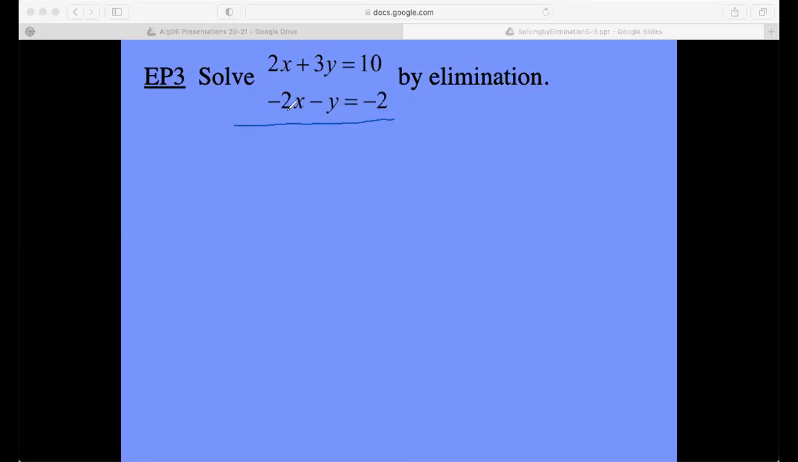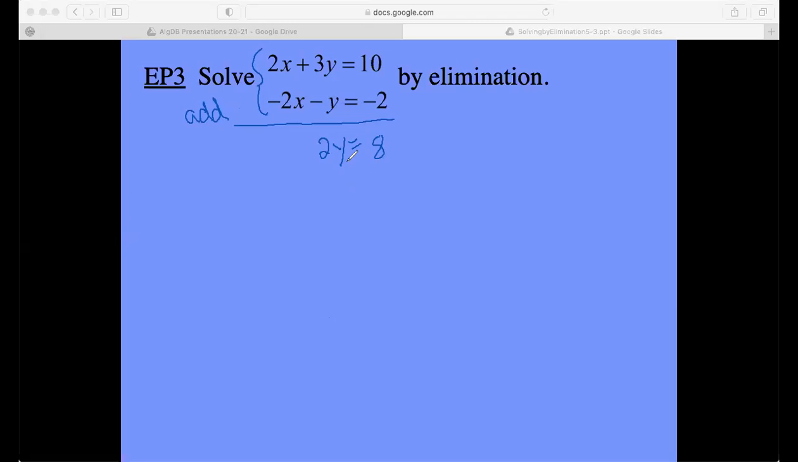So 2x plus negative 2x is 0. 3y plus negative y is 2y. And 10 plus negative 2 is 8. And again, to get that, we added these two equations together. That's what the elimination method does. Some books or places refer to it as the addition method.